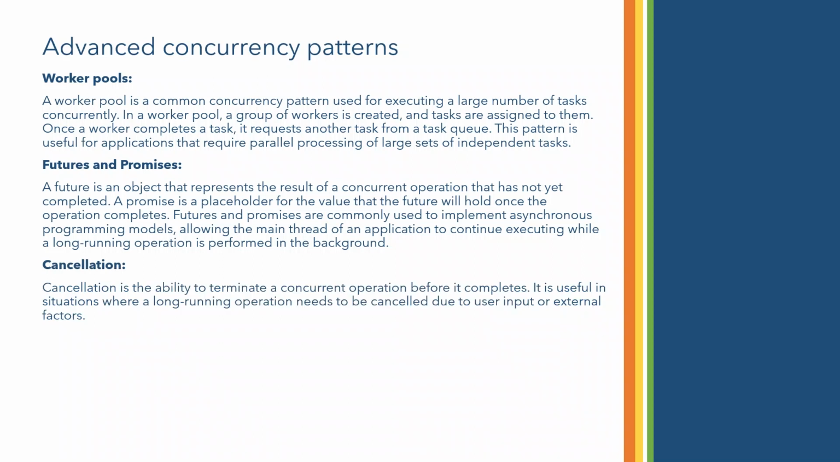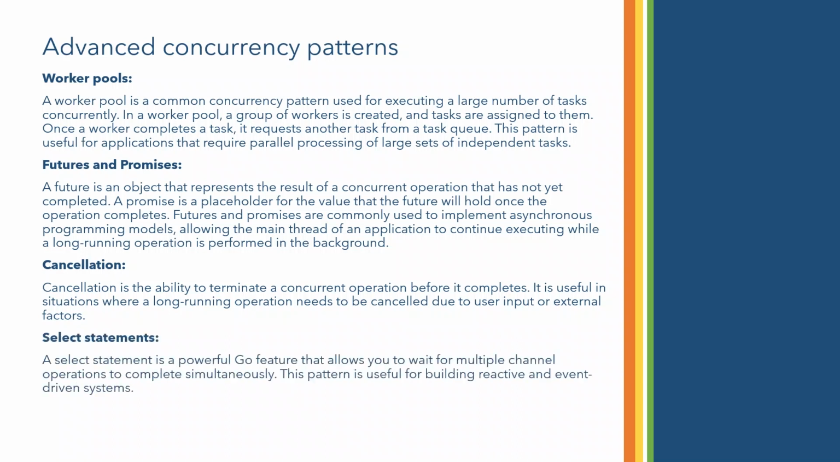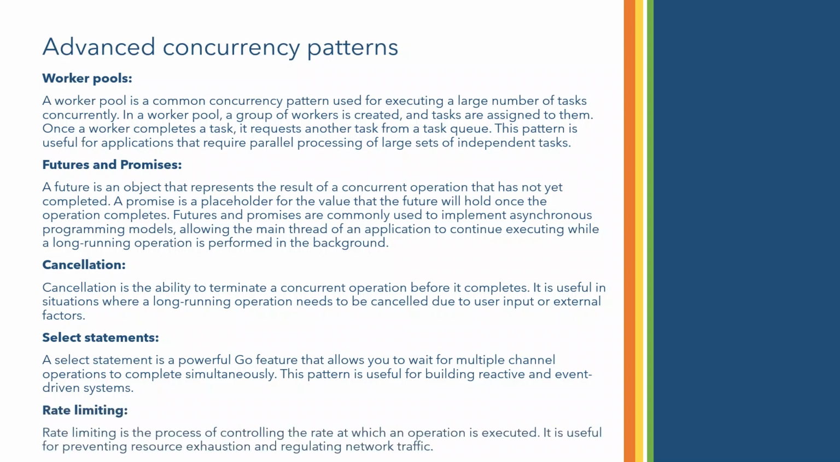Cancellation. Cancellation is the ability to terminate a concurrent operation before it completes. It is useful in situations where a long running operation needs to be cancelled due to user input or external factors. Select statements. A select statement is a powerful Go feature that allows you to wait for multiple channel operations to complete simultaneously. This pattern is useful for building reactive and event driven systems.